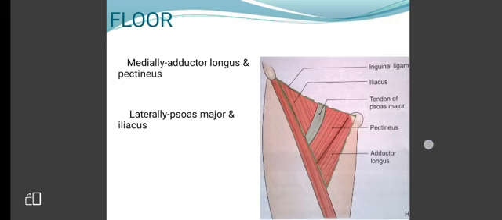Next, let's learn about the floor of the femoral triangle. Medially, adductor longus and pectineus. Laterally, psoas major and iliacus muscle. These four muscles make up the floor of the femoral triangle.